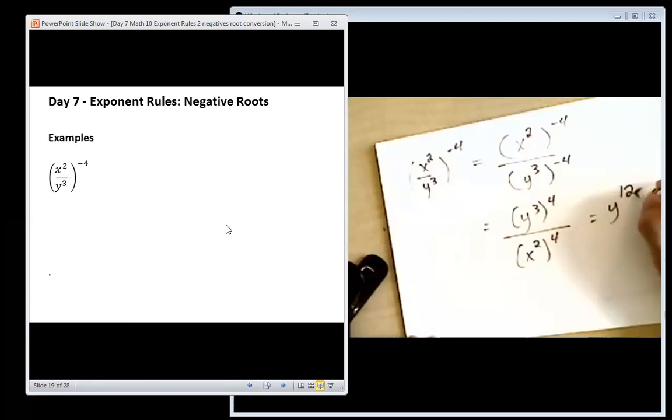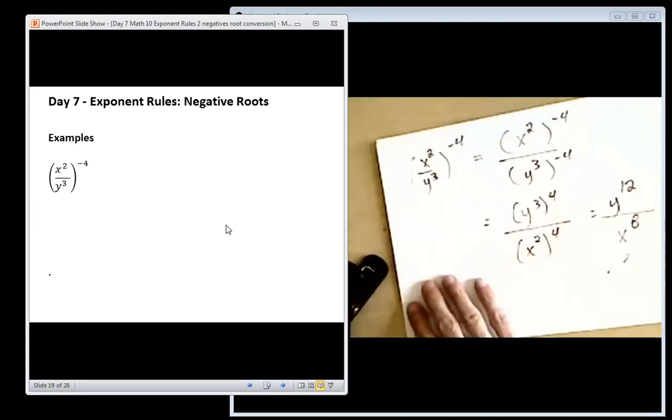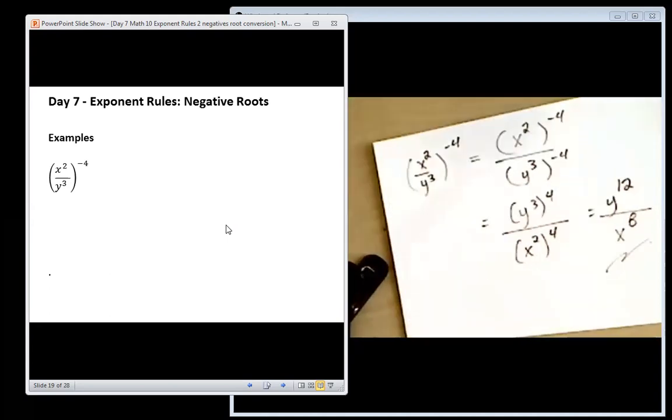12, it is. Good. And on the bottom? 8. Yeah, x to the power of 8. Finished. Just like that. Nice. Okay. Good. So this is one way to do it. I'd like you to notice that there's another way as well.